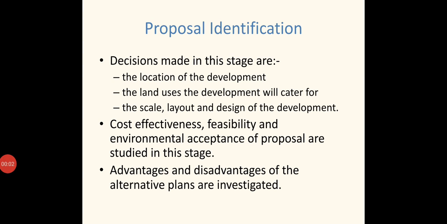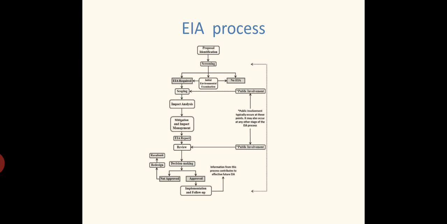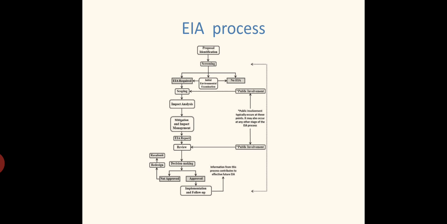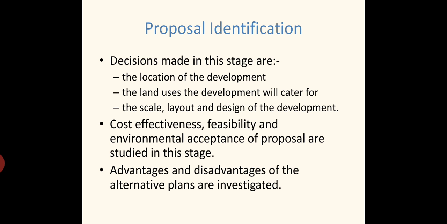Hi dear students, in the last presentation we were discussing environmental impact assessment, and finally we discussed the various processes involved in environmental impact assessment, and we have shown it in a particular block diagram. Now in this presentation we will be explaining the different processes involved in environmental impact assessment in detail. As we can see from the figure, the first process involved is proposal identification.